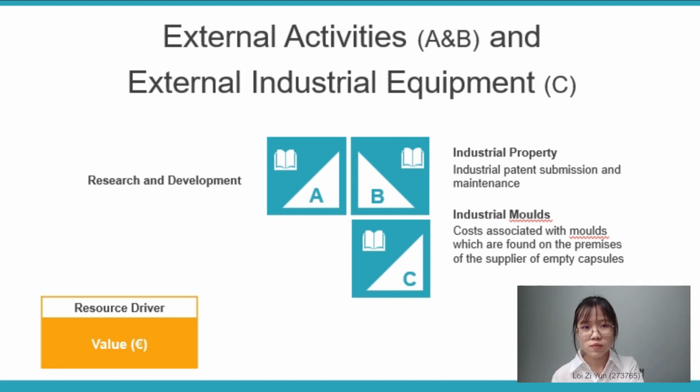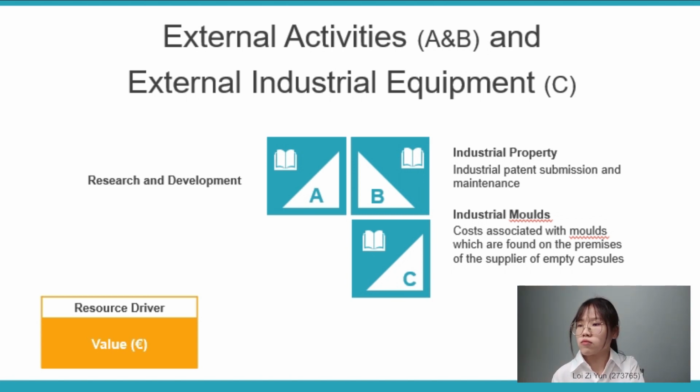absorb internal costs. So the external activity is about the activity of research and development, as well as the activity of acquisition and maintenance of the industrial property. Then for the last resource, which is external industrial equipment, the industrial mold is found on the premises of the supplier of empty capsules. These costs can be easily identified, and they will be allocated to the capsule-specific activities, which are main activities 7 to 12.